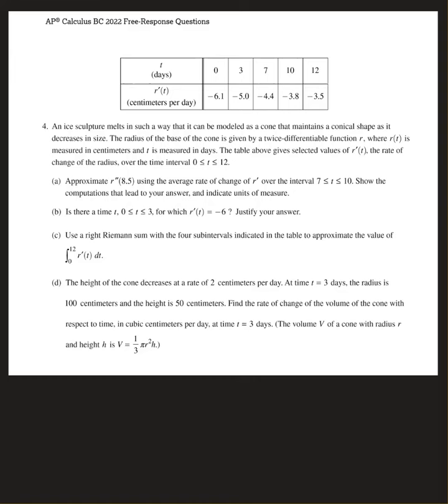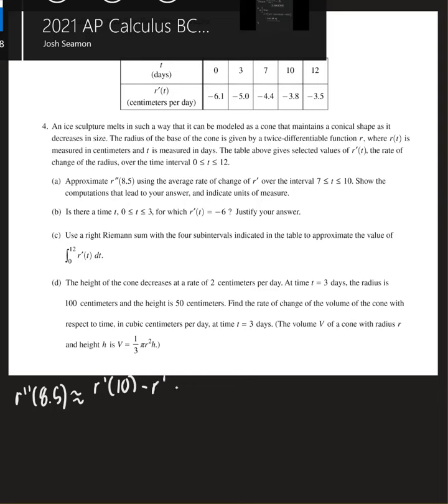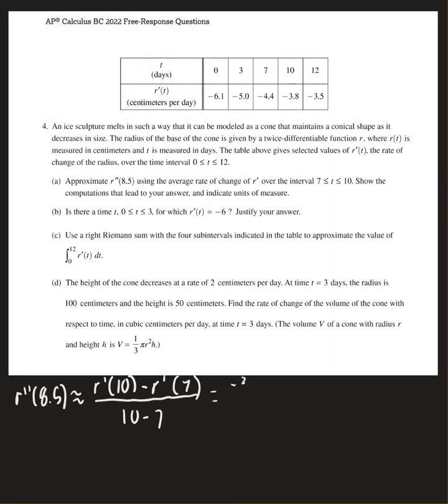So for this problem, we are going to know that r prime prime of 8.5 is approximately r prime of 10 minus r prime of 7 over 10 minus 7, which equals negative 3.8 minus negative 4.4 over 3 equals 0.6 over 3 equals 0.2 or 1/5.